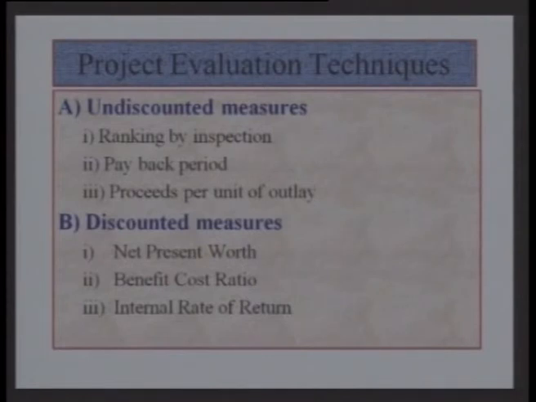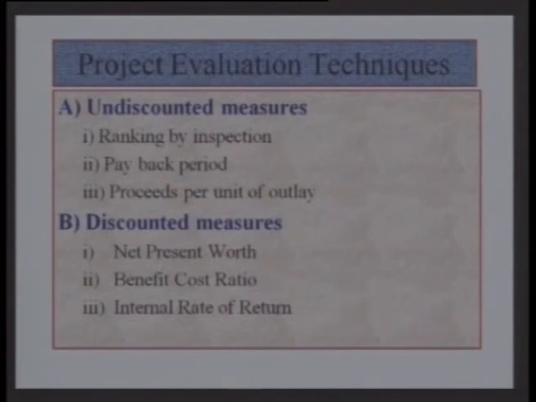But one of the basic drawbacks with these undiscounted measures is that they don't take into consideration the time value of money. The benefit which will be coming after 5 years will not have the same value as of today, and that is one of the basic drawbacks with the undiscounted measures. The second set of measures of project evaluation is the discounted measures.